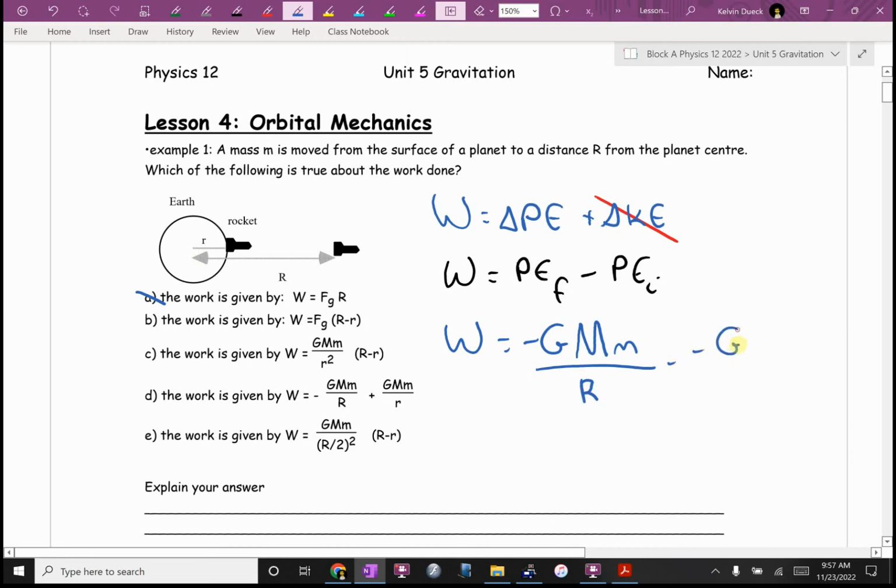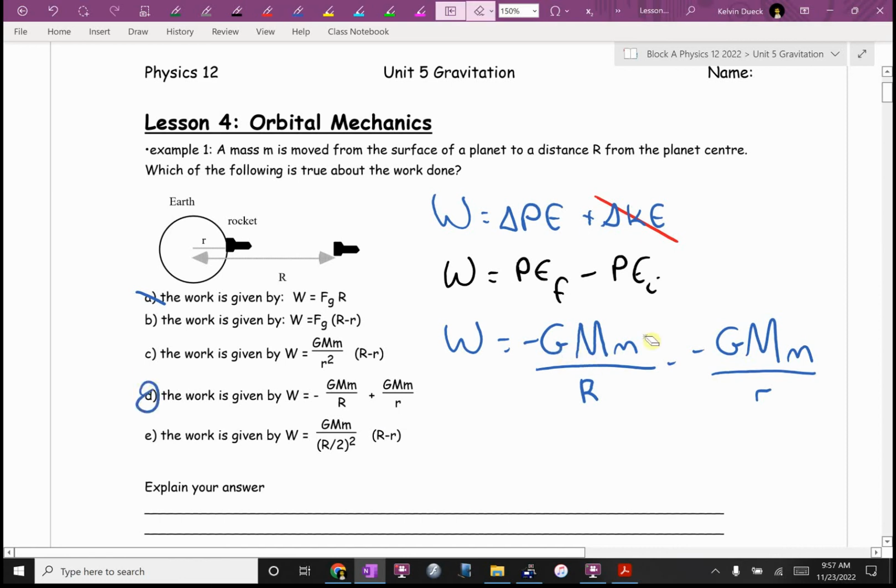Minus negative big G, big M, little m, all over. And I guess our initial is little r in my picture. You okay with that? What's the correct answer? B, C, D, or E? Sorry? D? It's a plus. Oh, minus minus is a plus. Yeah.